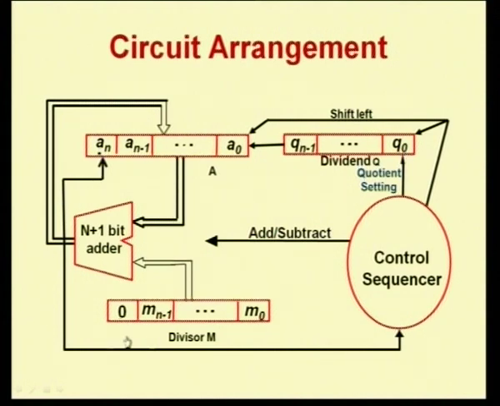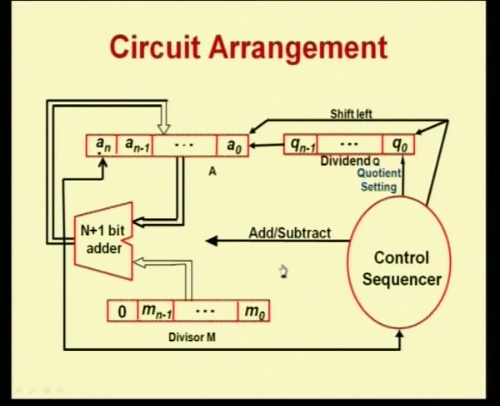So if it is negative, remember what I have to do? I have to do the restore operation. So I will add back the divisor here. This control signal add/subtract will tell me that I need to do an add operation. So I will add back the divisor here, get back the original dividend, and then do a shift left operation, and then do the subtraction again. These are the steps.